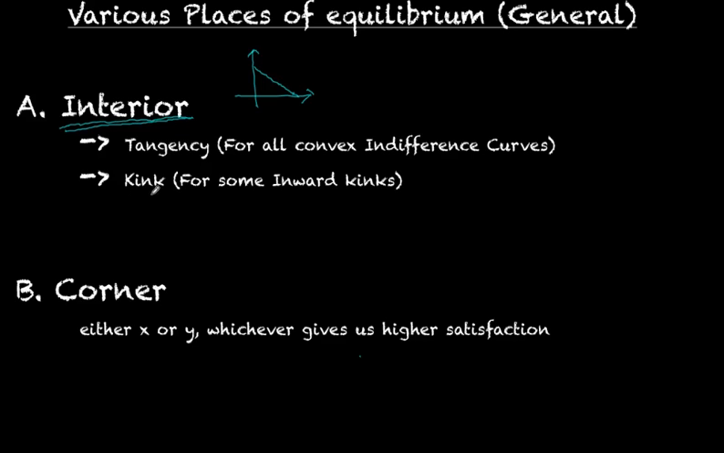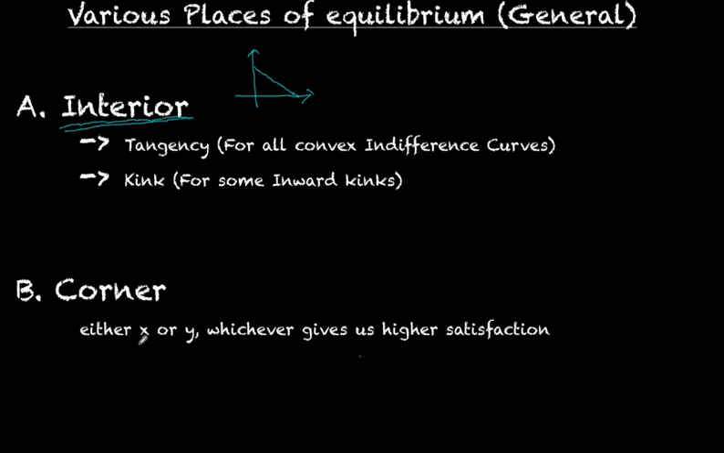Mind you, I'm stating this here that you cannot have equilibrium other than these two conditions at any other point in the interior. So whenever you see a utility function which has an interior optimum, then that interior optimum you can get either from the tangency condition or from the kink condition.